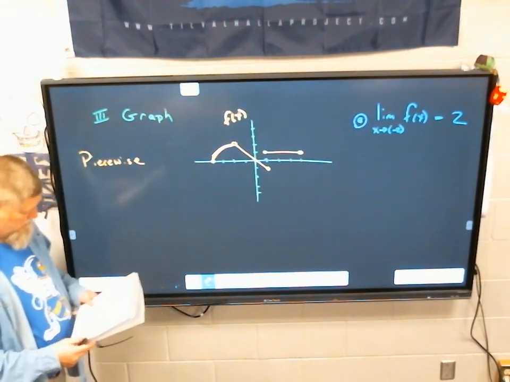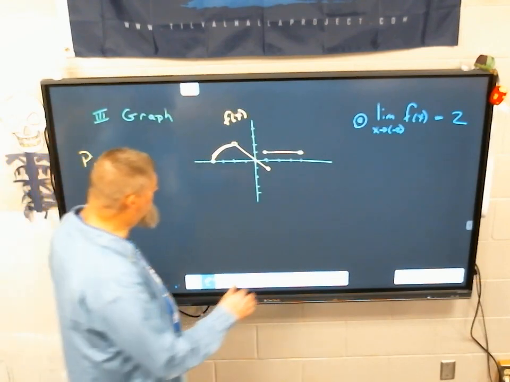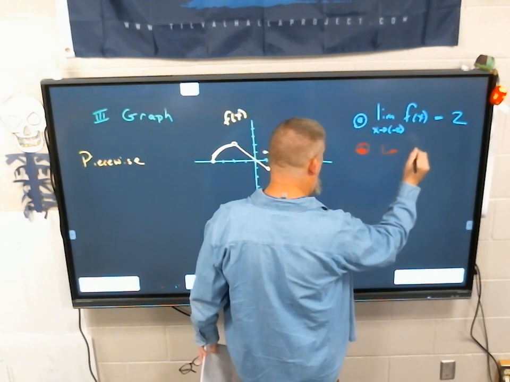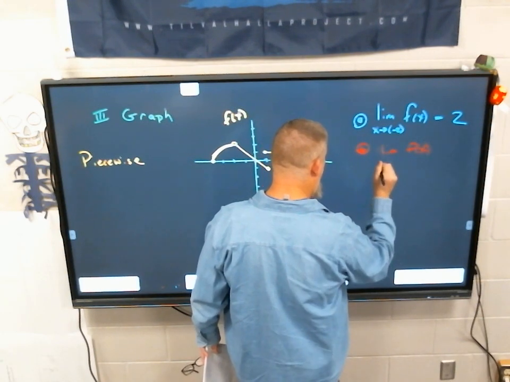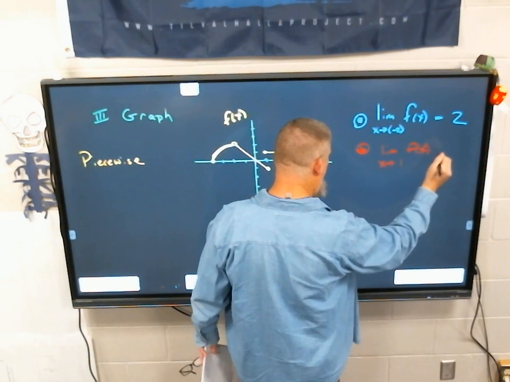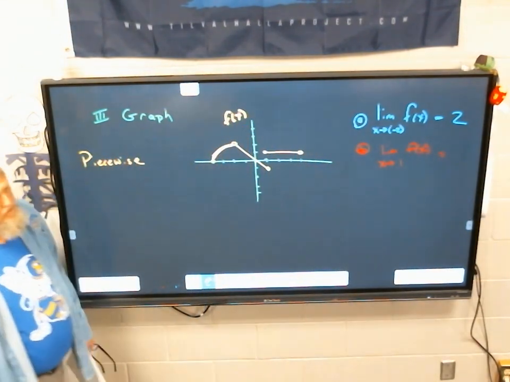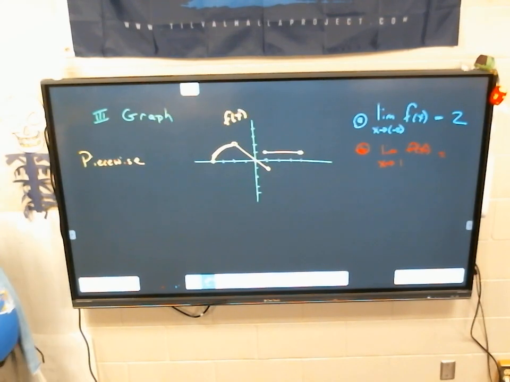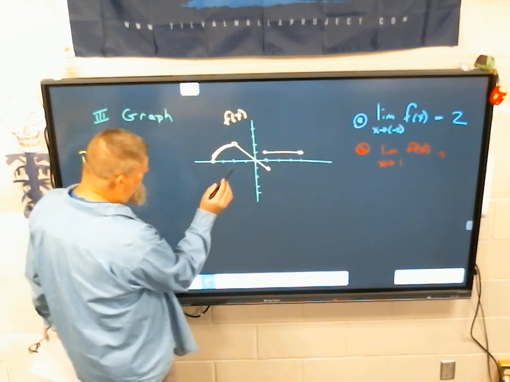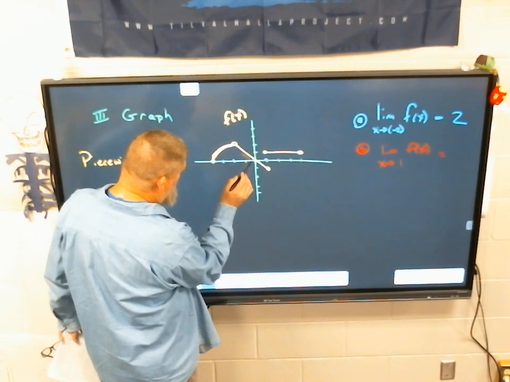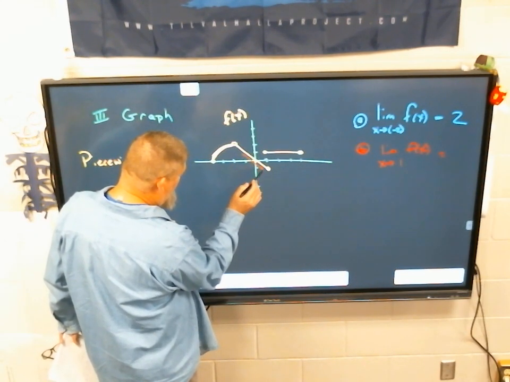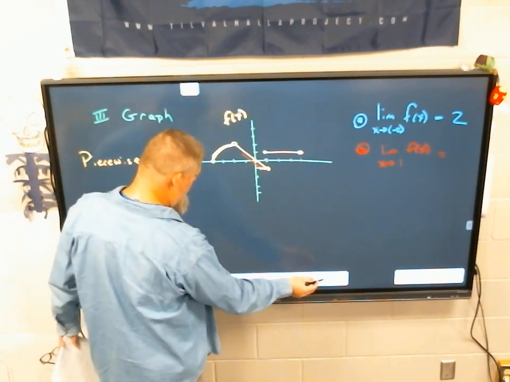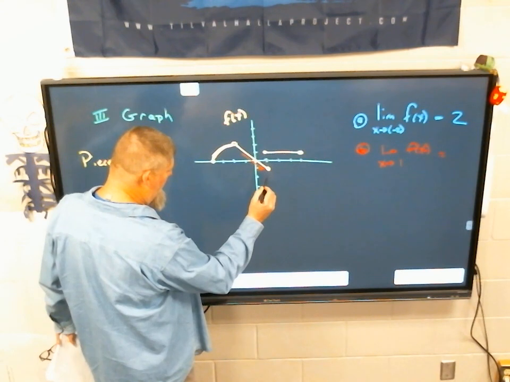Let's try another one. Let's try the limit of f of x as x approaches 1. Let's look at as x approaches a value of 1. Okay? Let's come from the left side first. What value is this approaching as I get closer and closer to x equals 1? It's approaching a value of what? Approaching a value of -1, right?